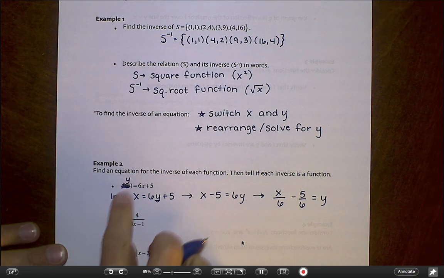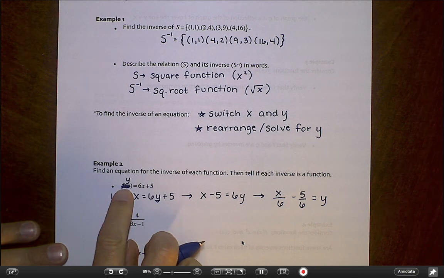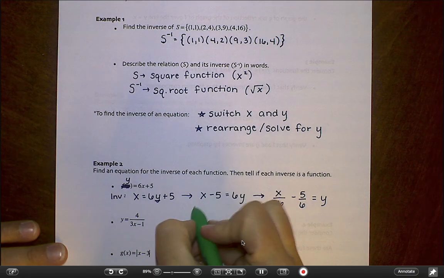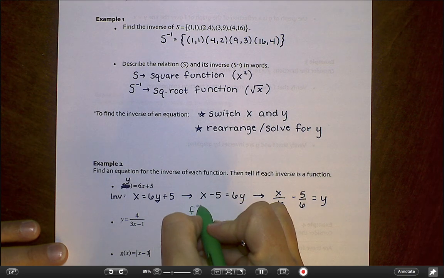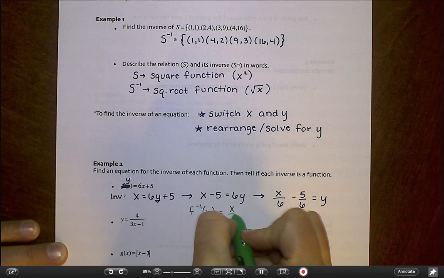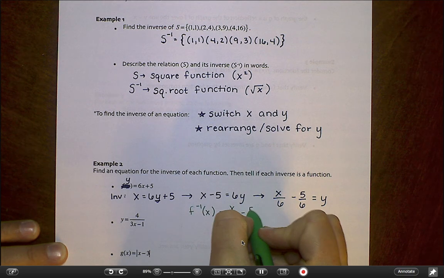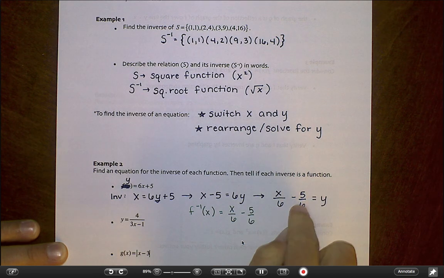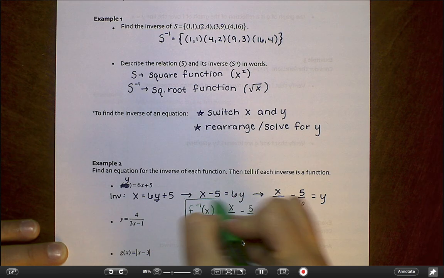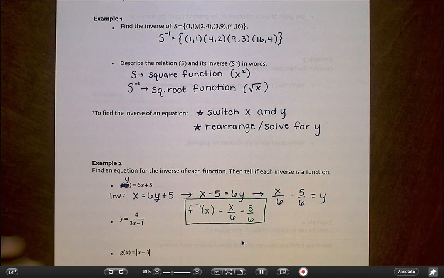And I mean, technically, if we're writing this as an inverse, if this was originally an f of x, for my final answer, I might say something along the lines of the inverse is x over 6 minus 5 over 6. Okay, but really, even if you just left it like this, as long as you marked that that was an inverse, you'd be fine. Okay, so let's look at that second one.